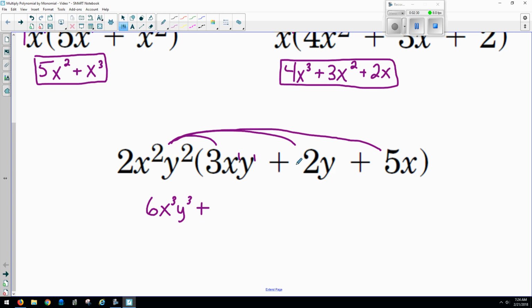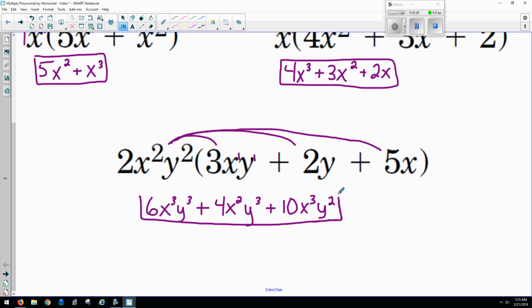Then I have 2 times 2, which is 4. x squared, y squared times y. So there's no other x to combine it with. I'm just going to bring that x squared down. y squared times y is y cubed. Plus 2 times 5 is 10. x squared times x is x cubed. And don't forget to bring this y squared with it as well. I don't have any like terms here, so this is my final answer.